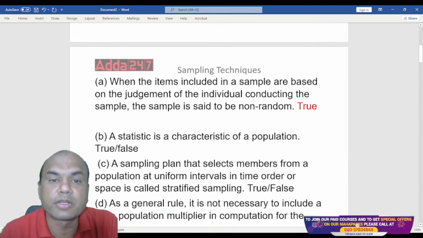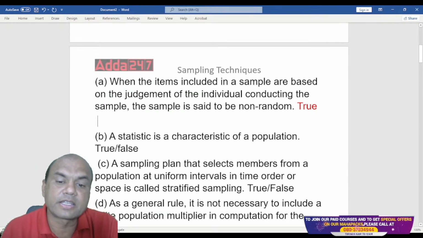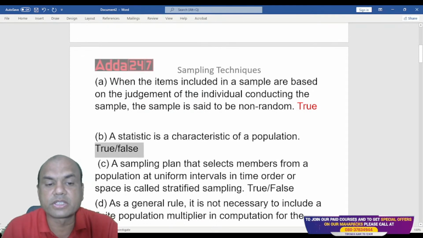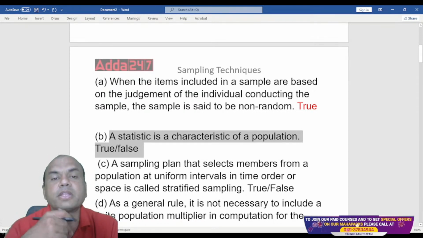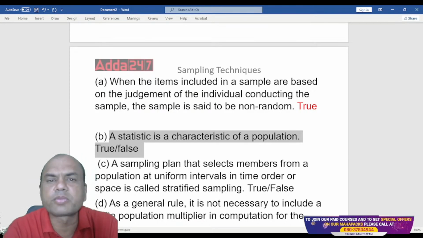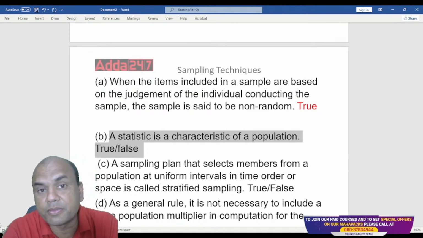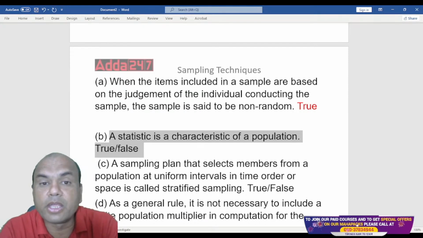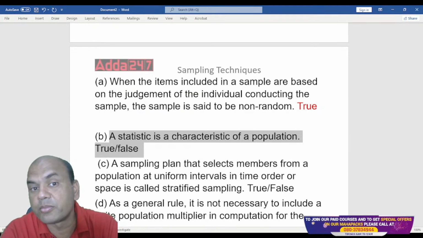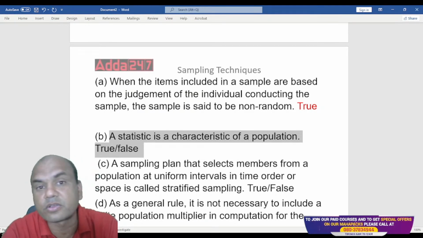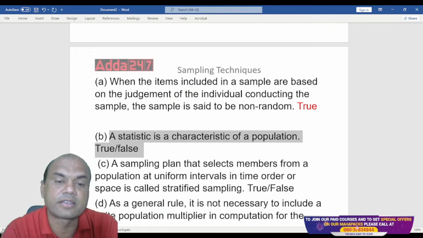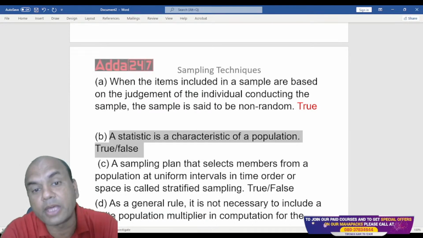Okay. Second one. A statistic is a characteristic of a population. Now this is a simple one. You must answer this. True or false? What do you say? Let me see. Everyone, think over it. What is population? What is sample? Suppose if I find the mean of population, what is it called as? Suppose if I find the mean of a sample, what is it called as? Mean of a sample is called as statistic and mean of a population is called as parameter.